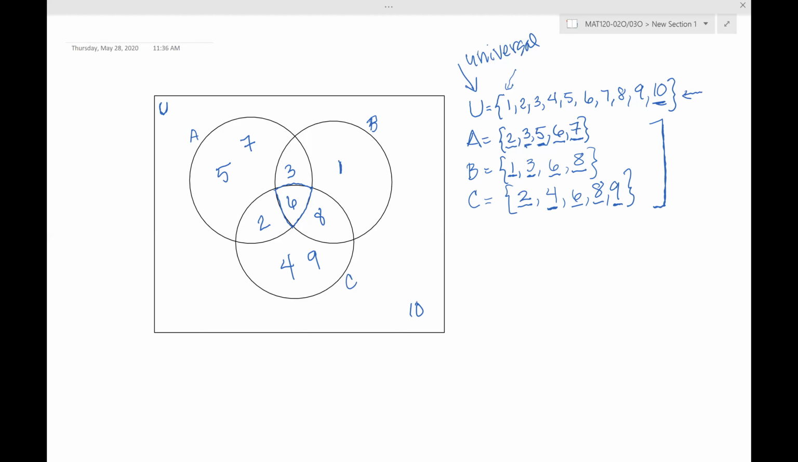So hopefully this helped clarify a little bit of how I go through constructing a Venn diagram for 3 sets and where all of the values that are inside of that universal set should go.